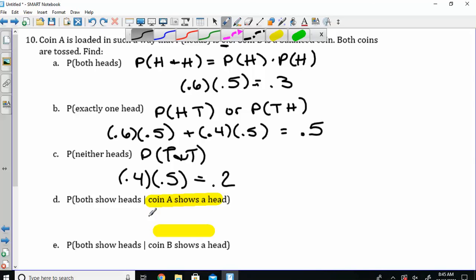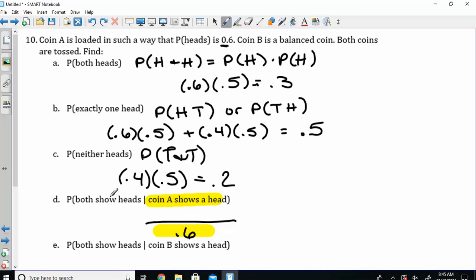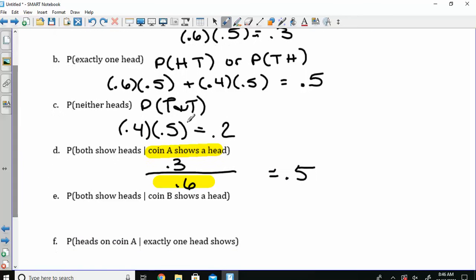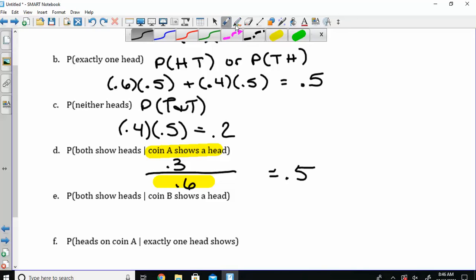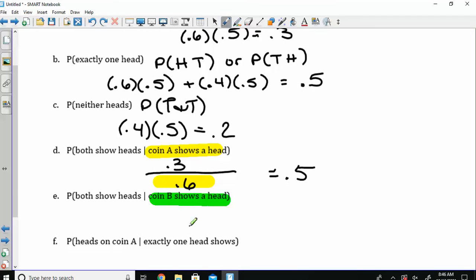Alright, D, it's a conditional. So your condition is the denominator. Coin A is heads. What is the probability that coin A is heads? Okay, here's where it's tricky. Both show heads. Okay, if coin A is a heads, then for both of them to be heads, that's heads and heads, which we've already calculated is 0.3. So you divide those and you get 0.5.